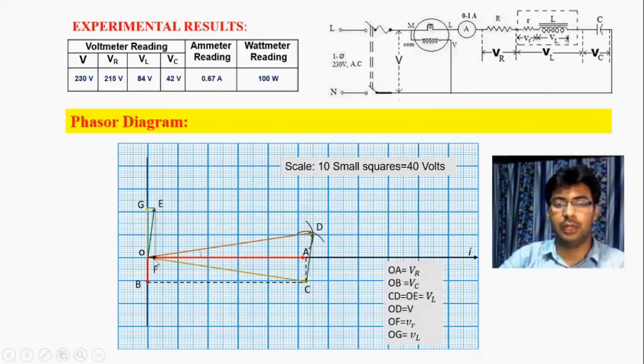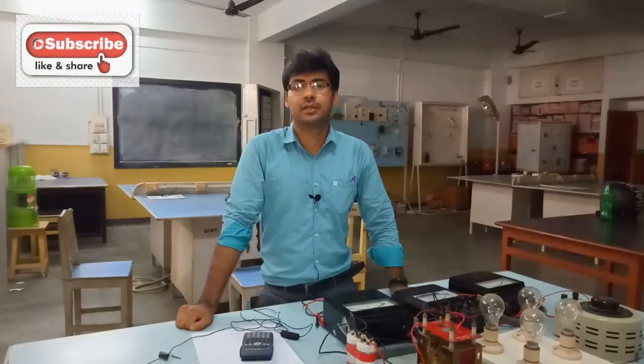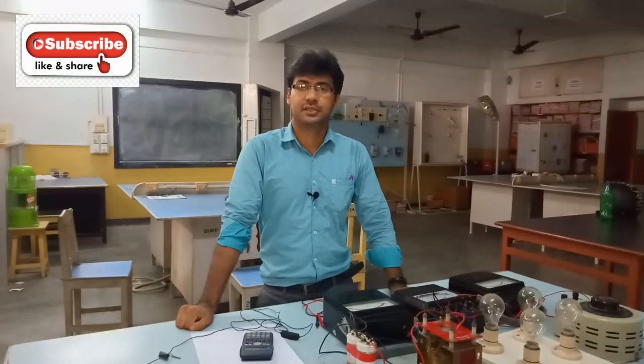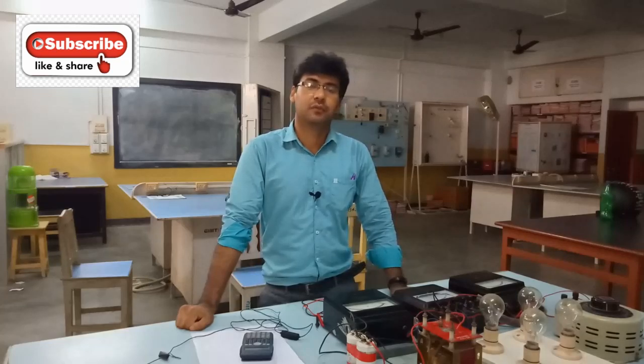The angle between OD and OA will be the power factor angle, because OD represents the supply voltage and OA lies on the reference, that is line current. So in this way we can draw the phasor diagram of a series RLC circuit. So this one is the experiment to determine the circuit parameters of a series RLC circuit. Hope all of you have understood this experiment. Thank you.